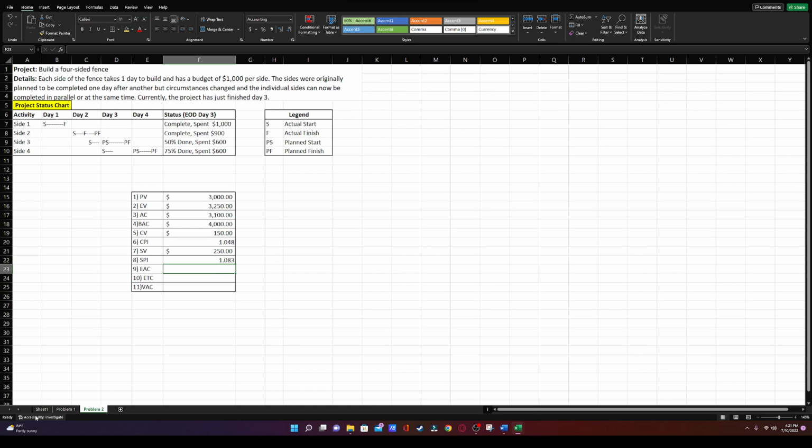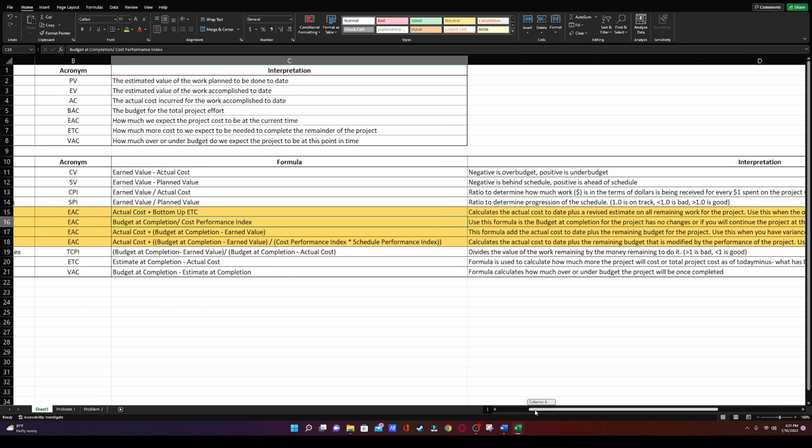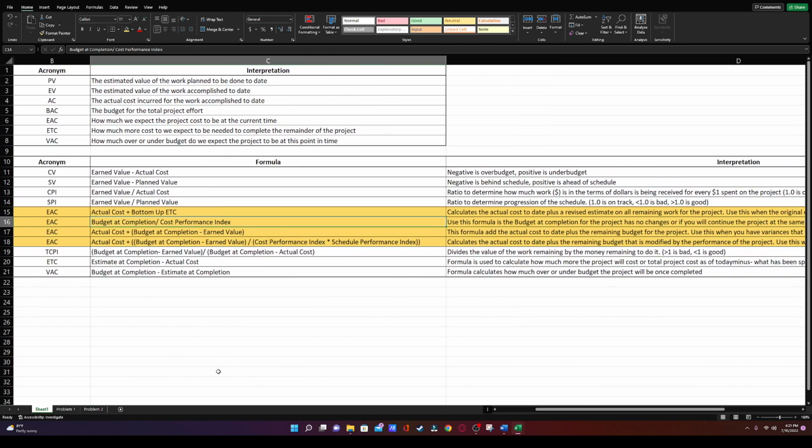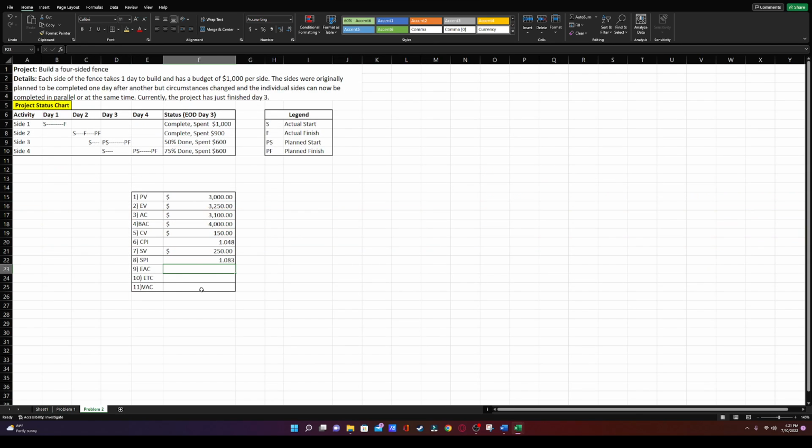All right, our estimate at completion. So remember, this is the tricky one in the sense that we have four different formulas that we can use. Similar to problem two, we do not see any changes in the actual question regarding, okay, are we going to be adjusting anything now that we're performing this analysis, or doing a rebaseline, or not even a rebaseline, just re-estimating the remainder of the work, etc. And we're not. So we're going to use the budget at completion divided by cost performance index formula for the estimate at completion.